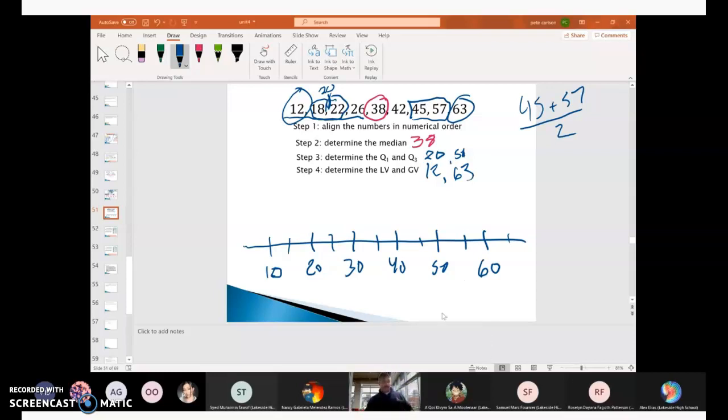And again, guys, you're going to get some practice with this with your Delta Math activity for today. All right. So our median is 38. That's the center line. So we're going to make that, you can kind of guesstimate it be about right there. Q1 is my left side of the box. That's at 20. 51 is my right side of the box.